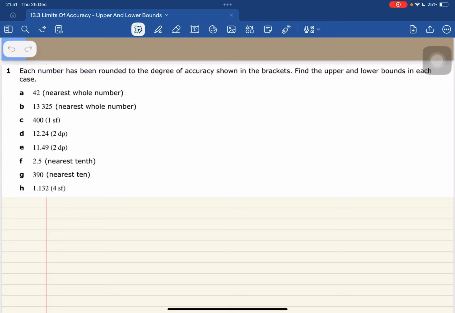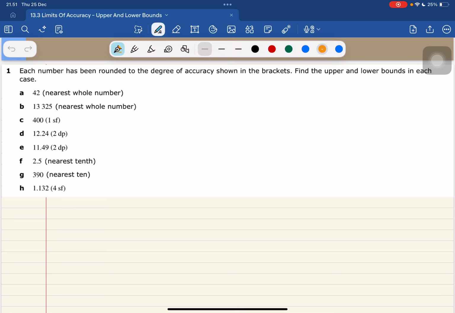Hi, in this video, I'm going to solve a practice question about limit of accuracy, about upper and lower bound. Each number has been rounded to the degree of accuracy shown in the bracket. We need to find the upper bound and then the lower bound.